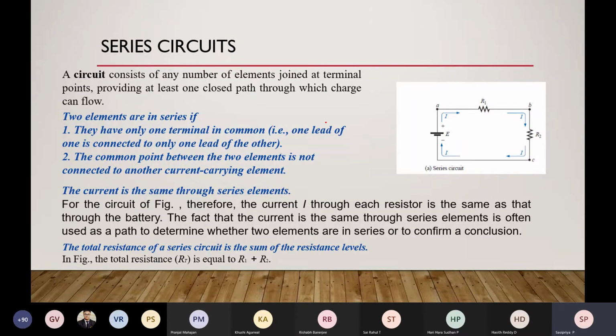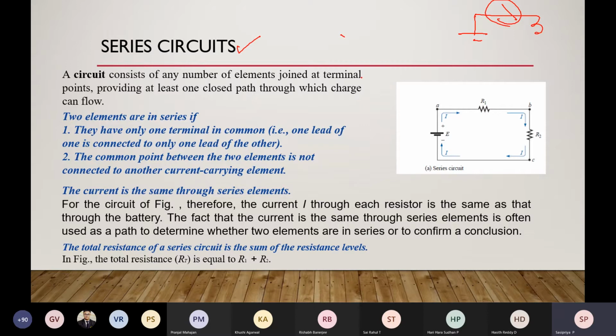So here we are going to consider circuits. Simply, we have considered a circuit with a source and a load, connected through a switch. Now we are going to look at the possible circuits. One is a series circuit, the other one is a parallel circuit.